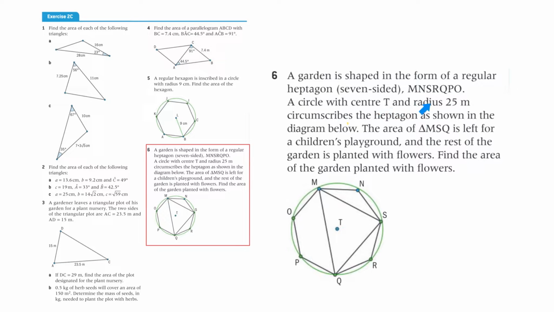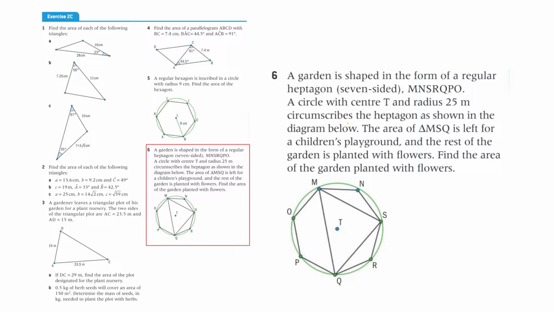A circle with centre T and radius 25 metres circumscribes a heptagon as shown in the diagram below. The area of triangle MSQ is left for a children's playground, and the rest of the garden is planted with flowers. So that's that area, and that area. Find the area of the garden planted with flowers.